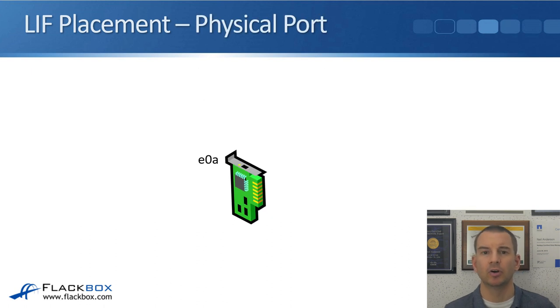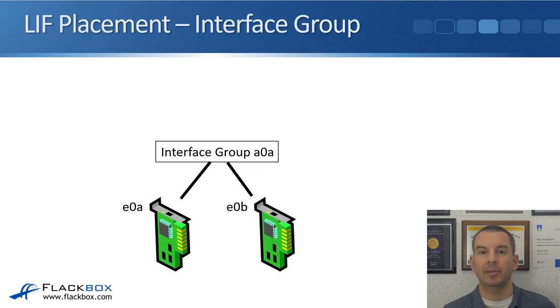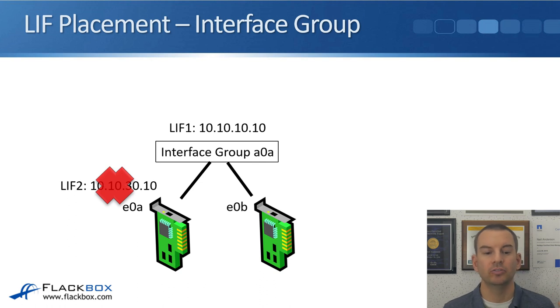First example, we've got a physical port. Our physical port here in this example is E0A. We could put LIF1, for example, directly on that physical port. In our example, the LIF has got IP address 10.10.10.10. Next example, an interface group. Here, we have bundled our physical ports of E0A and E0B into the interface group A0A. In that case, the LIF can go onto the interface group, but it can't go onto an underlying physical port once that port is a member of an interface group.